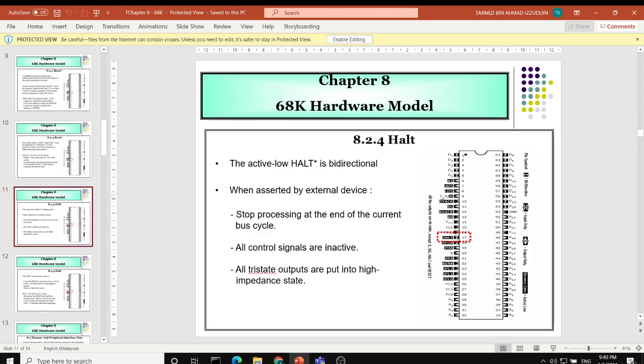So halt. What is halt? Halt is basically halting the processor, stopping the processor. It's an active low, bidirectional pin. When asserted by an external device, it stops the processing at the end of the current bus cycle, meaning you are stopping whatever program is running on your 68K. When you assert halt, all of the processing will be stopped at the current bus cycle, and all control signals are inactive. All tri-state outputs are put into a high impedance state.